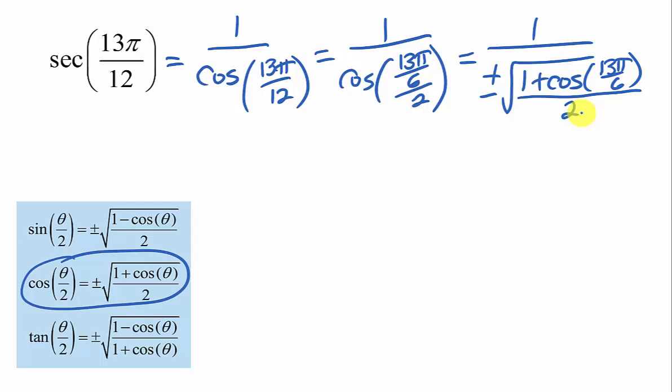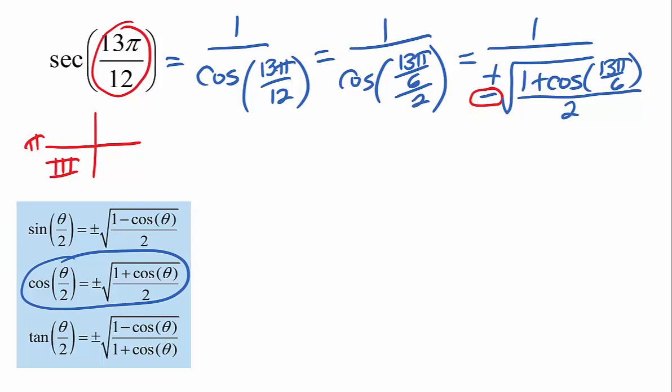So let's go ahead and first of all figure out what our sign needs to be. If we are at 13π/12, well, 12π/12 is π. We're a little bit past that, so we know we are in quadrant 3. And in quadrant 3, the secant is the reciprocal of cosine, and cosine is negative in quadrant 3, so is secant. So we need the negative.